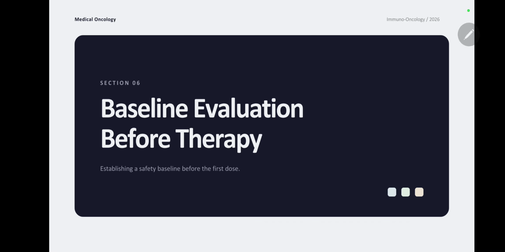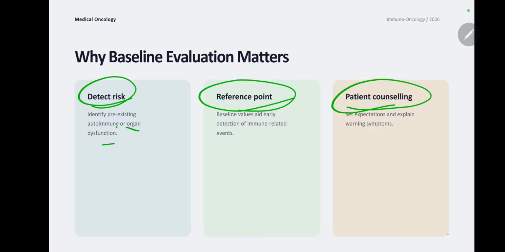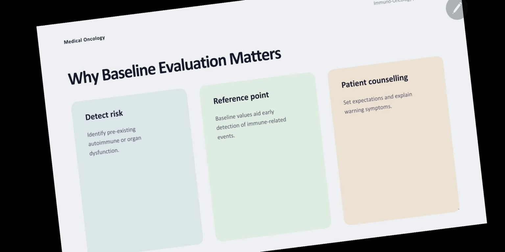So what is the baseline evaluation before the therapy? How does it help? One important thing is to detect the risk, because of autoimmune disease or organ dysfunction. It acts as a reference for later, and for patient counseling also about the unexpected or warning symptoms.